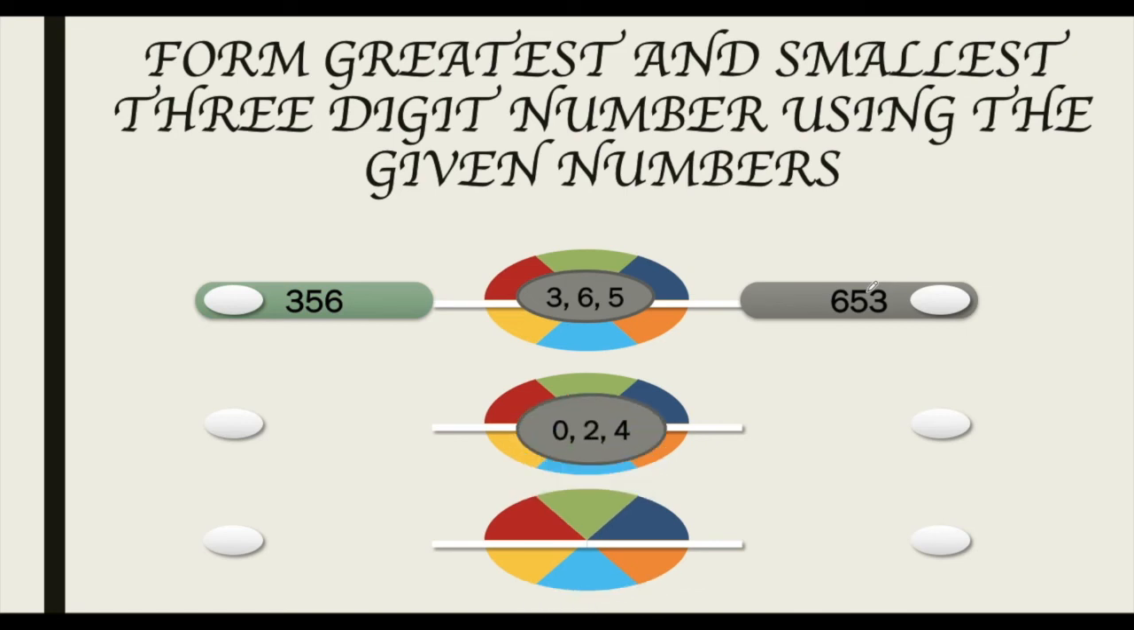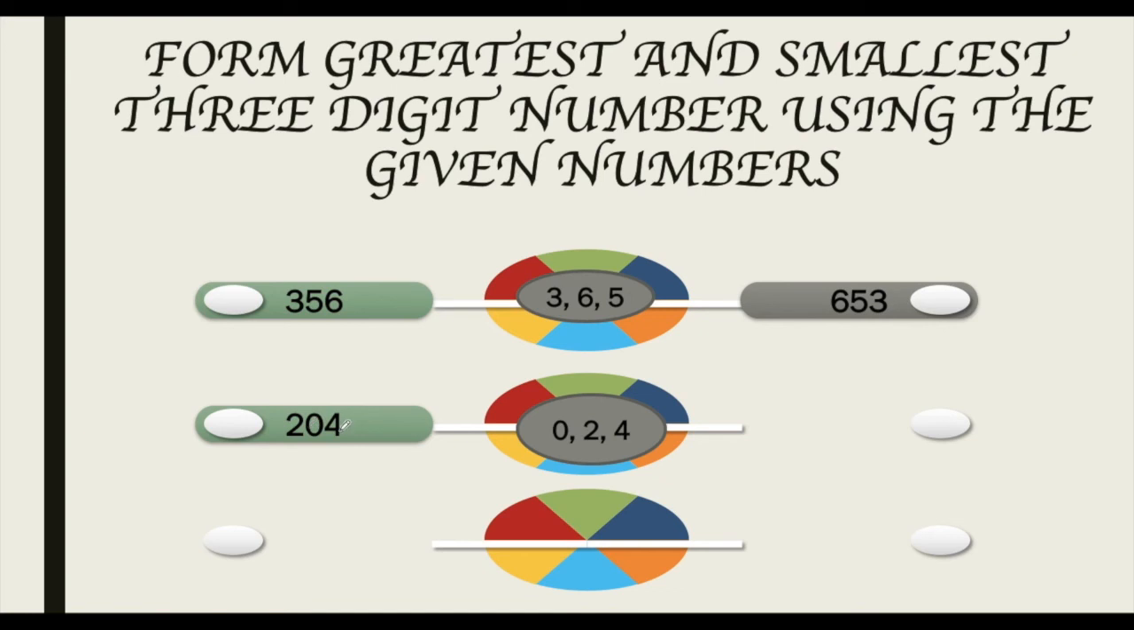So next we have 0, 2, 4. They have given you 0, 2, 4. By having these three numbers, you have to form the smallest 3-digit number and greatest 3-digit number. When I'm saying 3-digit, it means that you have to form a 3-digit number, because if you put 0 in the first place and form the smallest number, it becomes wrong, because when you put 0 in the first place, the 0 doesn't have value, and just 24 remains, so it becomes a 2-digit number.